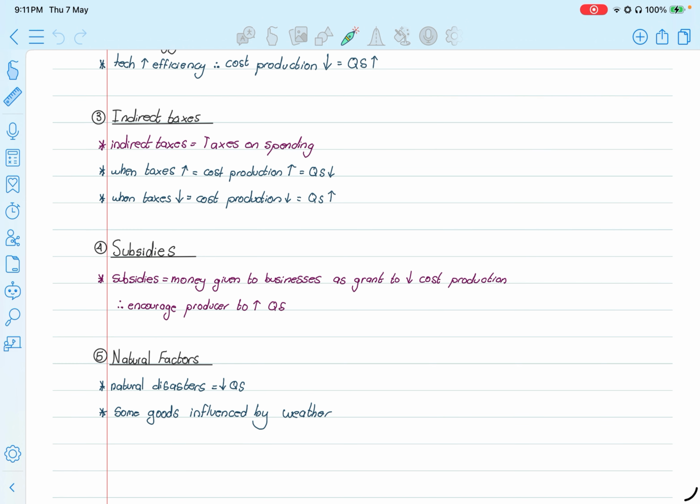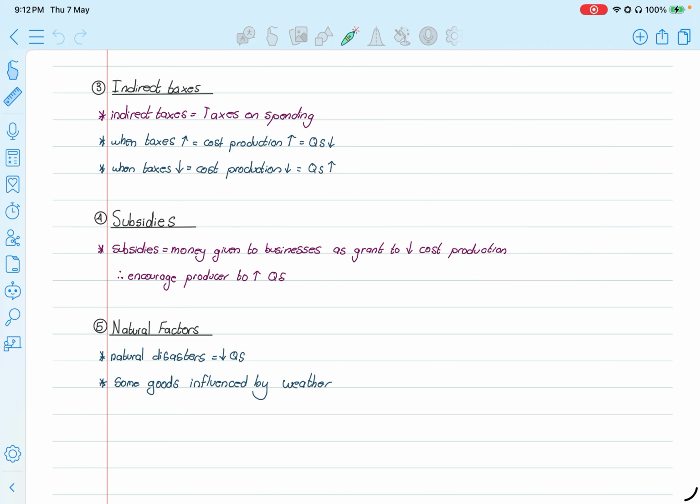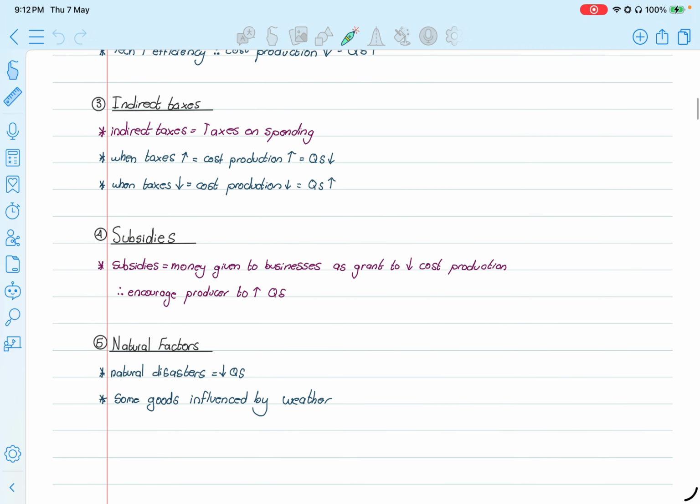And then natural factors. Natural disasters, like we saw before, obviously are affected by floods, droughts, things like that, especially if the product that is being produced is in agriculture. For example, food is greatly impacted by natural factors. So just keep that in mind. And that is the entirety of chapter 5 and 6.